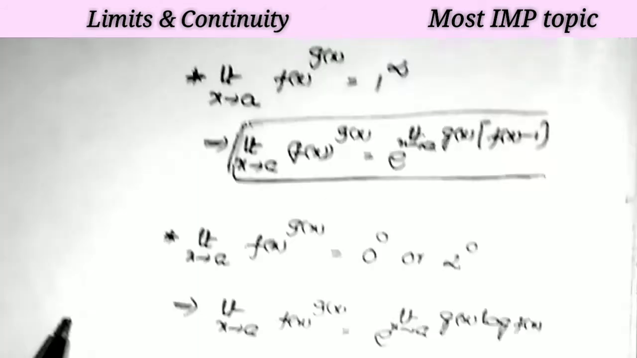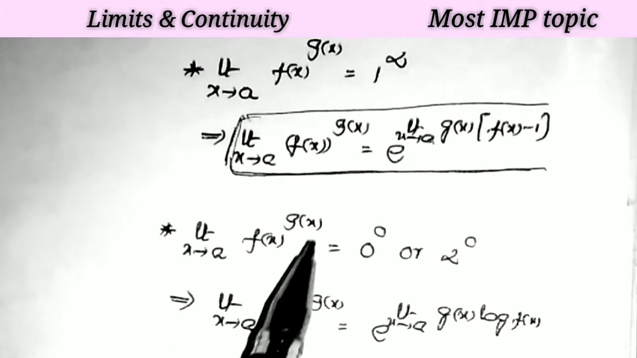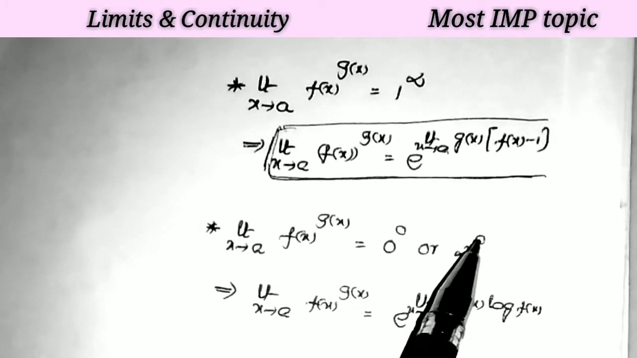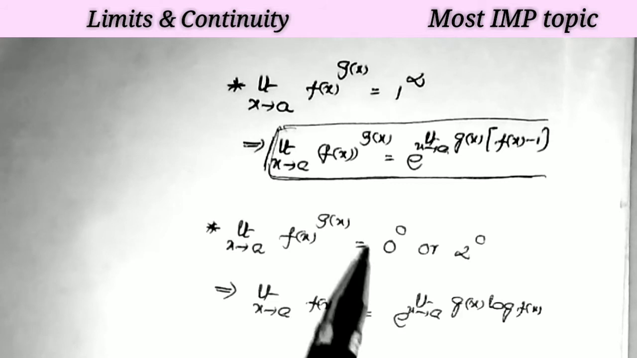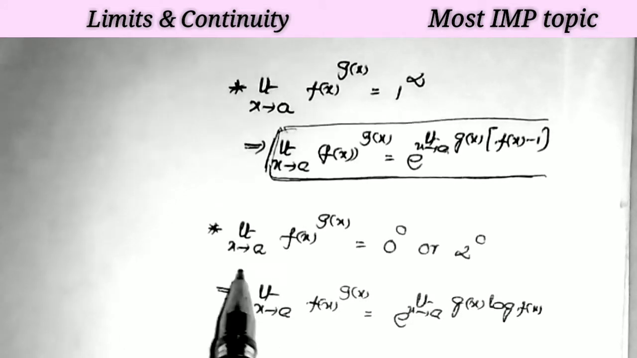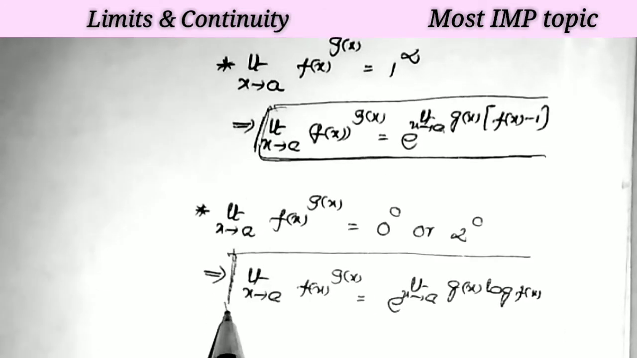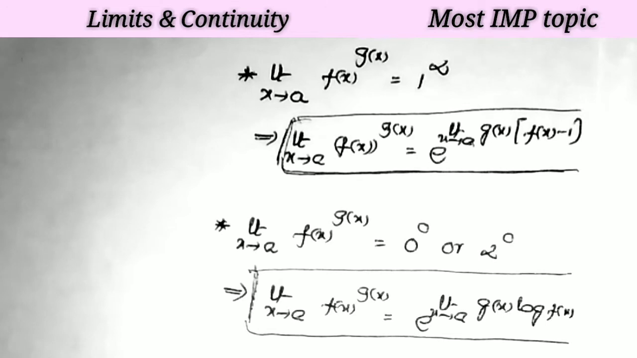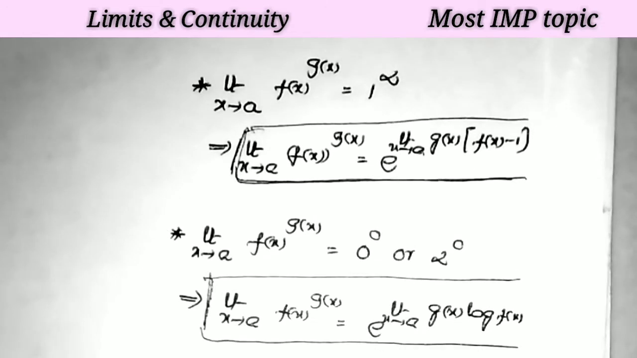And the next one: limit x tends to a f of x power g of x, when it is 0 power 0 or infinite power 0. When we have the answer in this form, then we apply: limit x tends to a f of x power g of x is equal to e power limit x tends to a g of x into log of f of x. So these are the very important formulas. These are the last formulas in limits and continuity. All formulas are completed up to here.